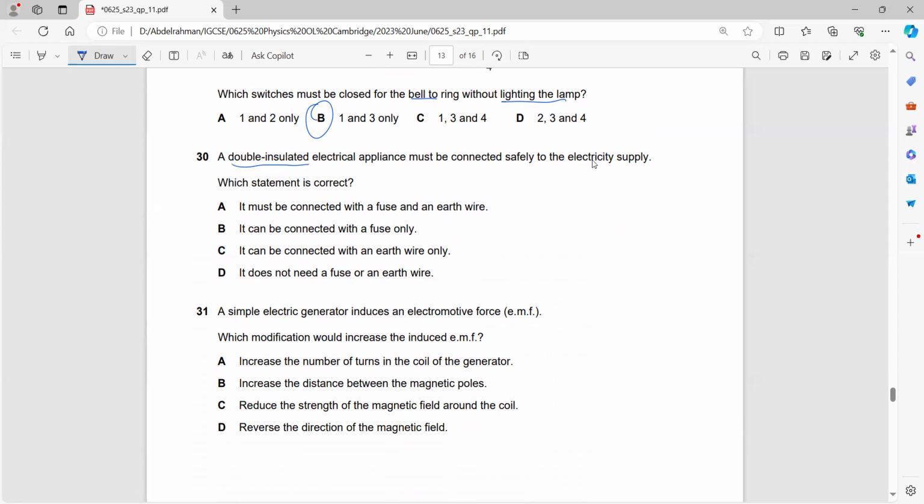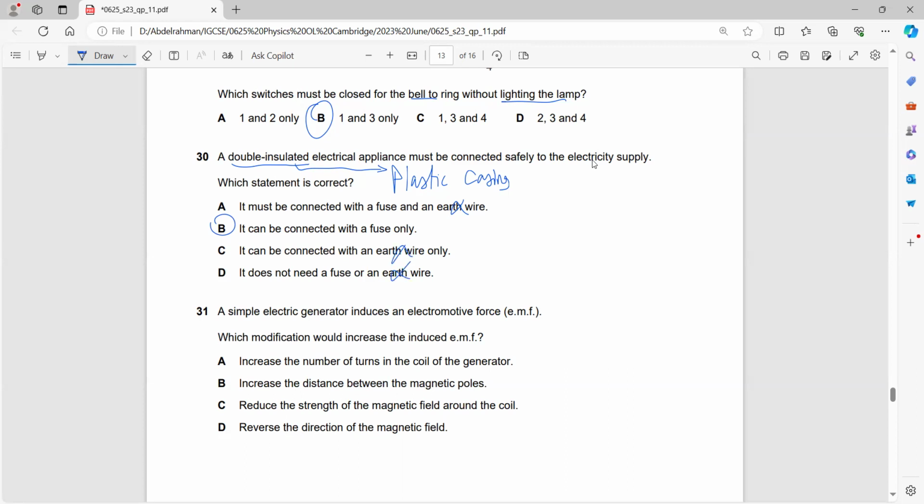A double insulated electrical appliance must be connected safely to the electrical supply. Double insulated means that it has a plastic casing. Plastic casing means that you are not required to connect an earth wire. So you need only a fuse. Okay?